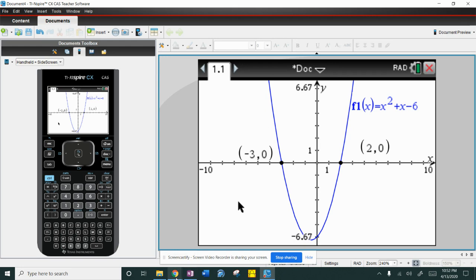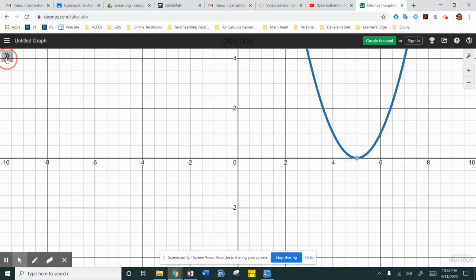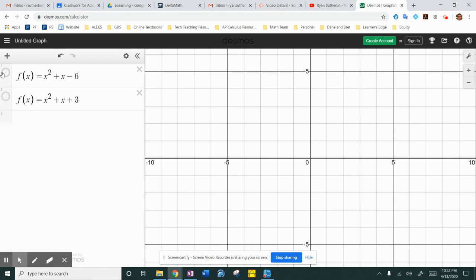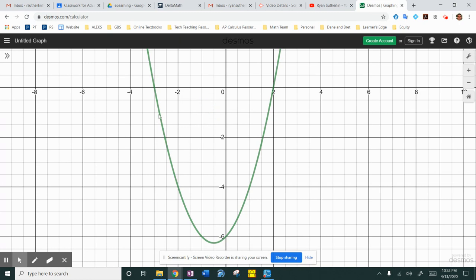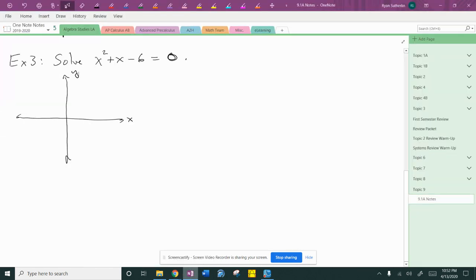Let's check it out with Desmos and see if it is the same thing. We're done with this one. Here's the one I just told you to look at. There's the whole graph. We can see it crosses the x-axis at -3 and at 2. So we are getting the same answer. I'm going to draw a little picture here. It doesn't have to be super accurate. We've got (-3, 0) and (2, 0). Those are the x-intercepts. So for the solutions, we say x equals -3 or x equals 2.